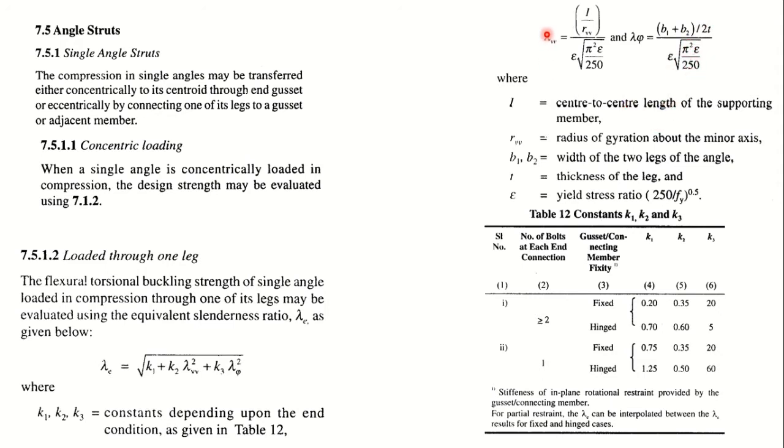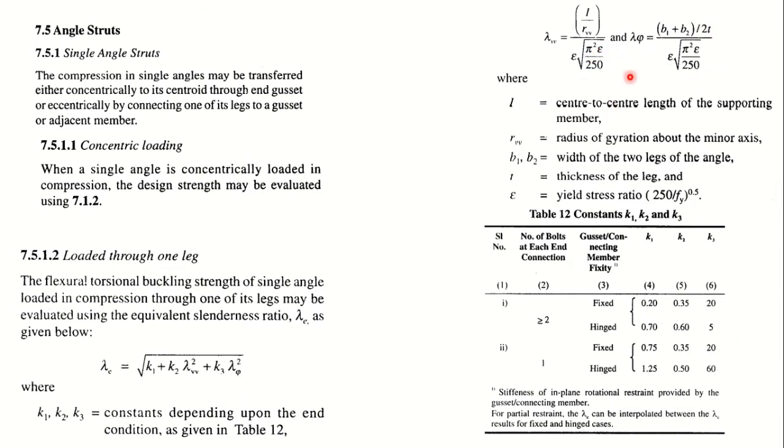Now let us look into these terms. L indicates the center to center distance between the connections, and rvv is the radius of gyration about the minor axis of the angle section. If it is an unequal angle section, then you will have a major axis and a minor axis, so the radius of gyration about the minor axis has to be chosen here. Further, in lambda phi, you have b1 and b2, which are the widths of the two legs of the angle. For equal angle sections, b1 and b2 will be the same. t is the thickness of the angle section.